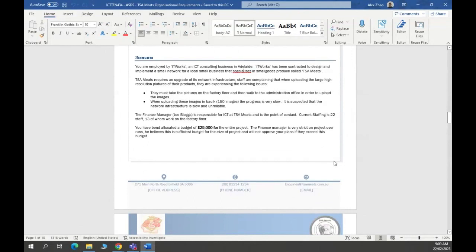IT Works has been contracted to design and implement a small network for a local business that specializes in small goods produce called TSA Meats. TSA Meats requires an upgrade to the network infrastructure. Staff are complaining when uploading large, high-quality pictures of their products. They are experiencing the following issues. They must take the picture on the factory floor. They must then take the device back to the office, and then they must upload the images.